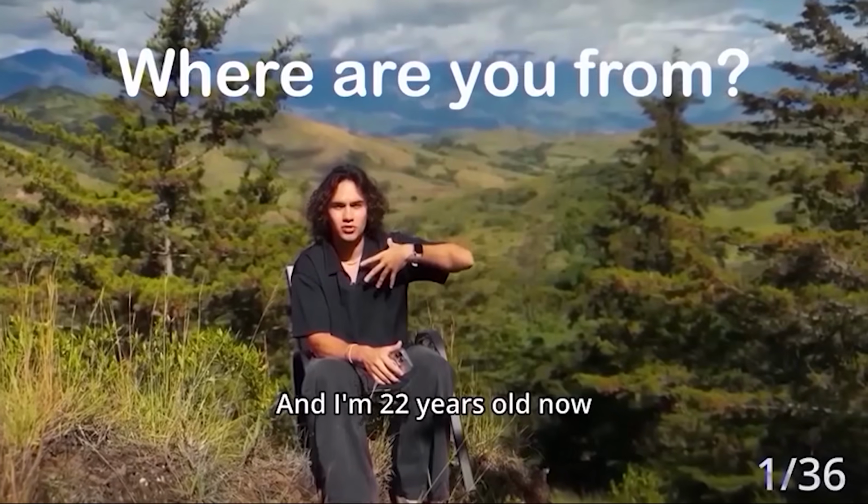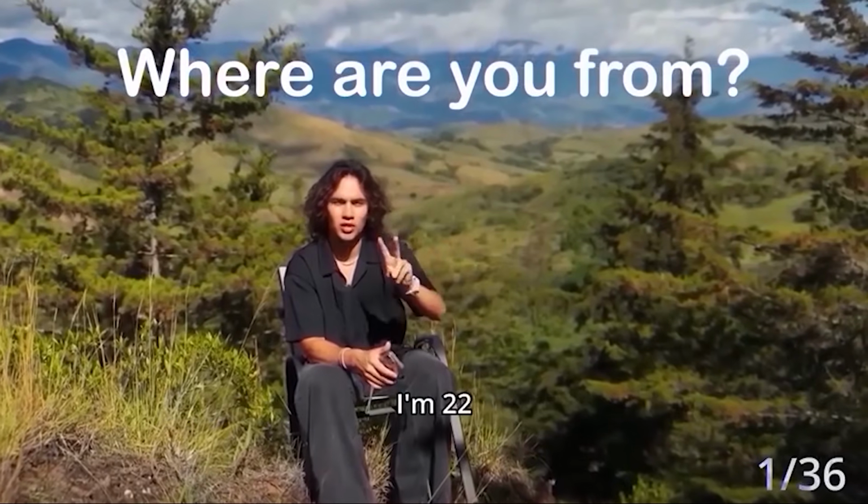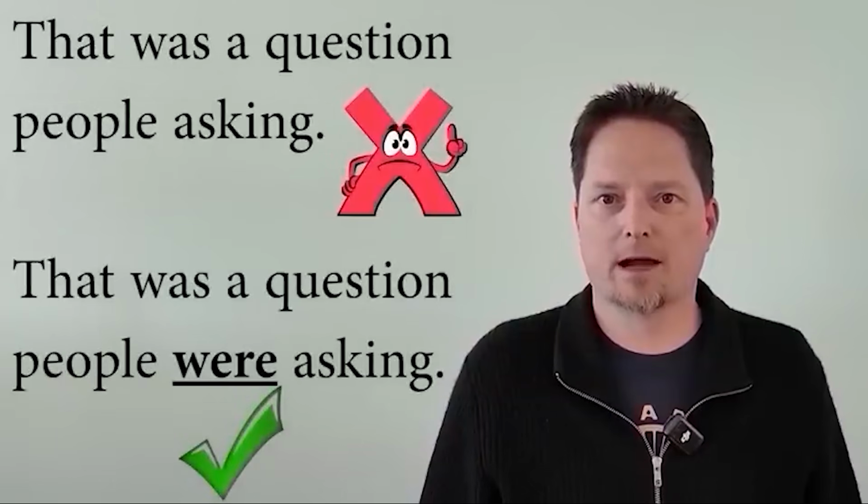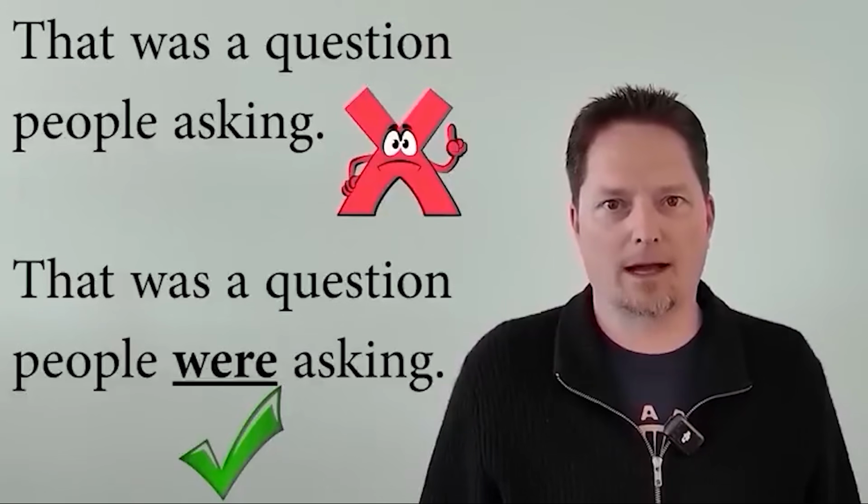This is also not correct. And I'm 22 years old now, so that was also a question people asking. I'm 22. I cannot say that was a question people asking. I need a verb. I need the verb to be. I can say were. That was a question that people were asking. Or I can use have been. That was a question people have been asking. But I cannot say that was also a question that people asking.